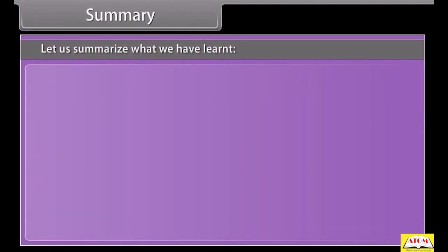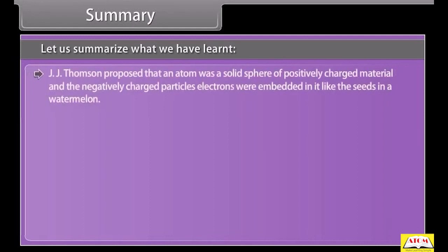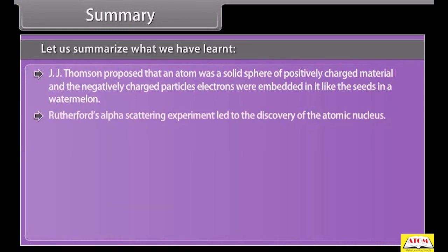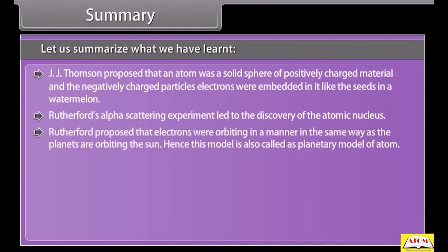Summary. Let us summarize what we have learned. J.J. Thomson proposed that an atom was a solid sphere of positively charged material and the negatively charged particles, electrons, were embedded in it like the seeds in a watermelon. Rutherford's alpha scattering experiment led to the discovery of the atomic nucleus. Rutherford proposed that electrons were orbiting in the same way as the planets are orbiting the Sun. Hence, this model is also called the planetary model of the atom.